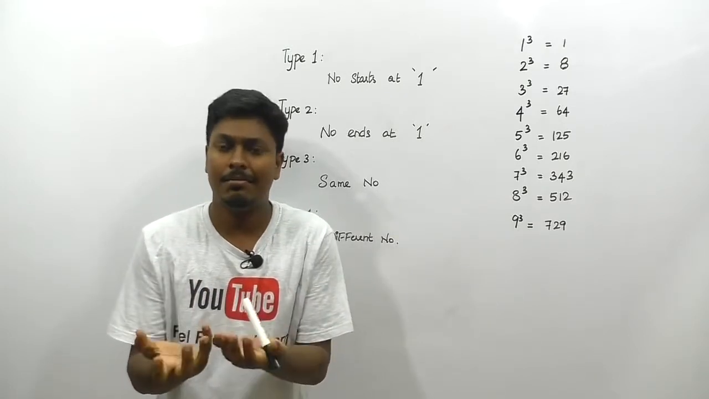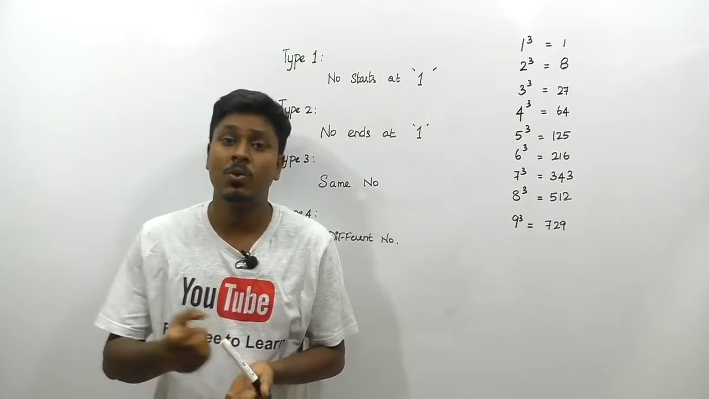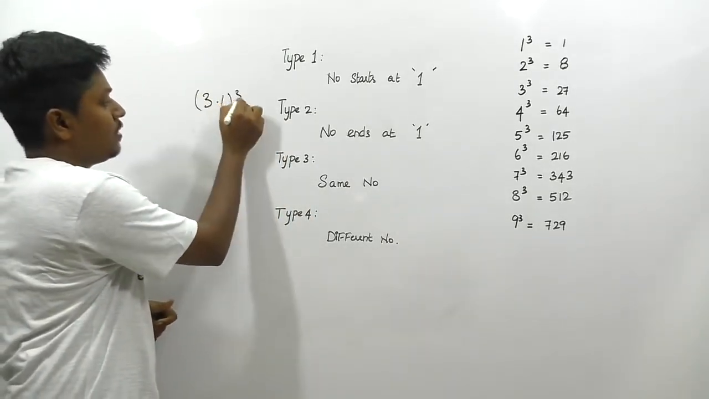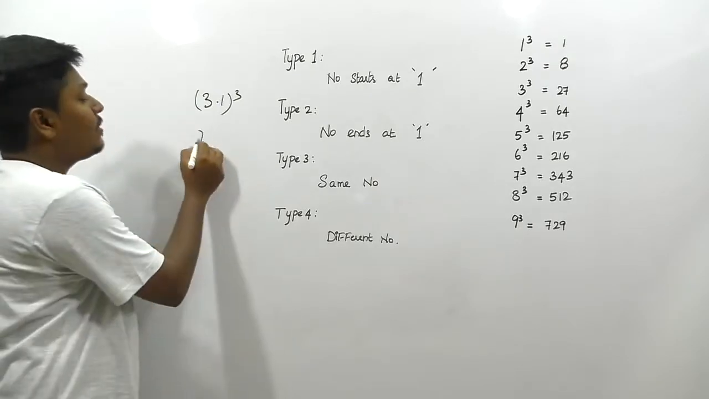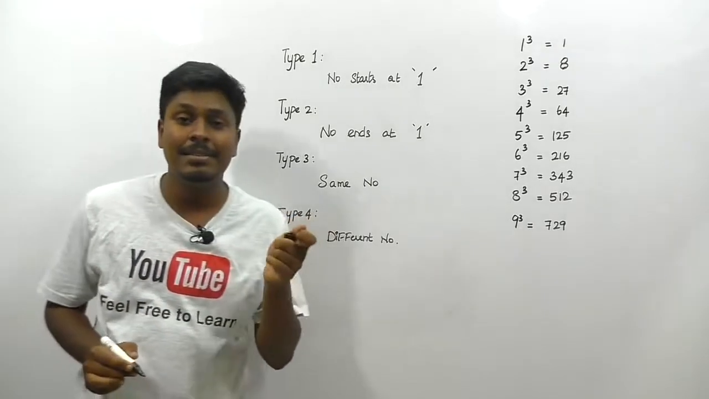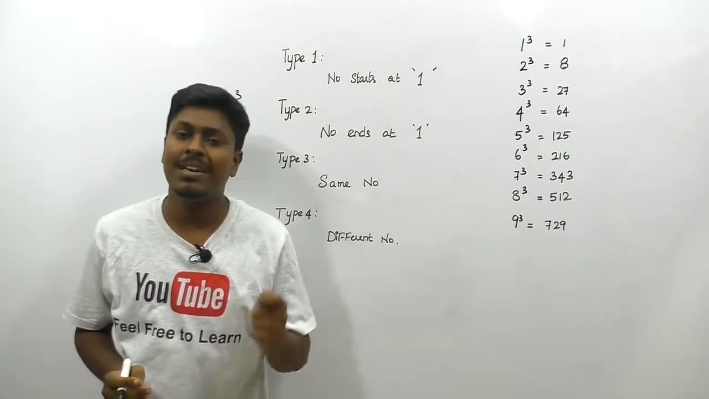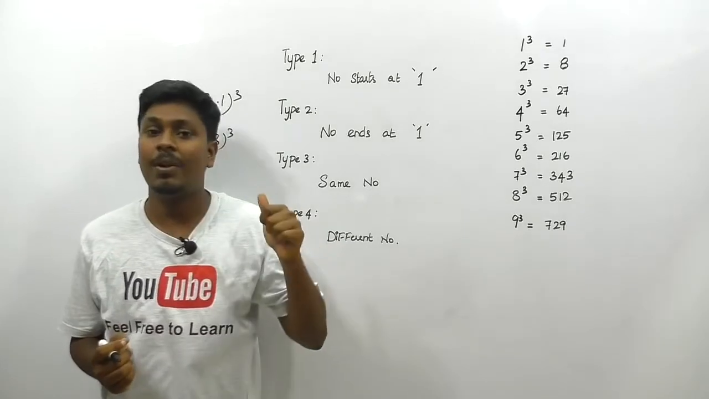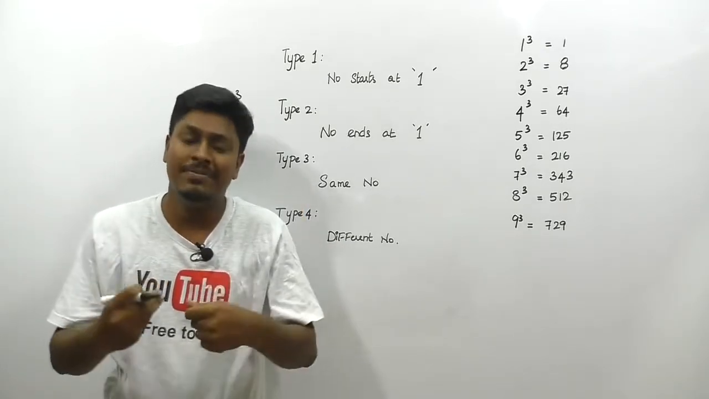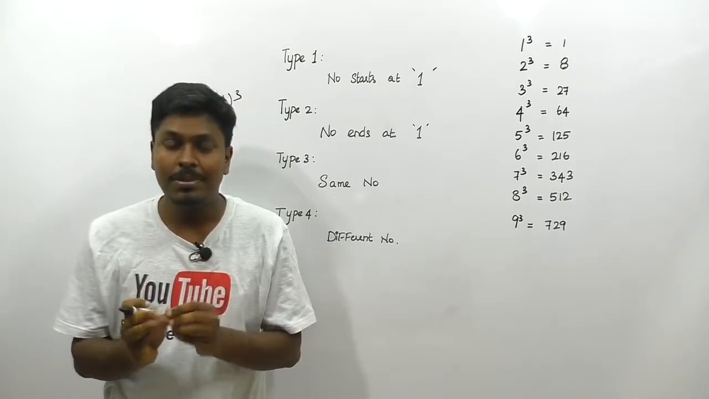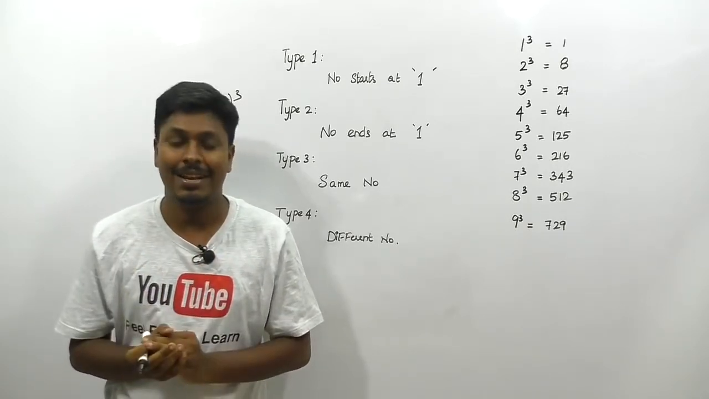If we write any bank exams, there are so many questions like what is 3.1 cube, or similarly 7.3 cube. These questions are repeatedly asked in simplifications and also in approximation. But we need to calculate this cube a little bit faster. So I am ready to help you now on how to cube a number within 10 seconds.